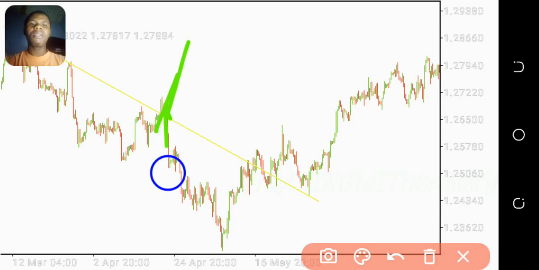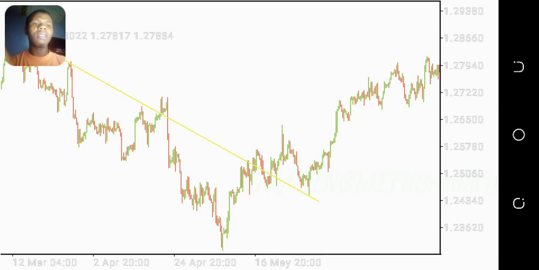Okay, that's the first indicator telling you that price was actually bearish. But after this breakout from this trend line is the first indication that we should get out of the trade and look for an opportunity to get a sell order.